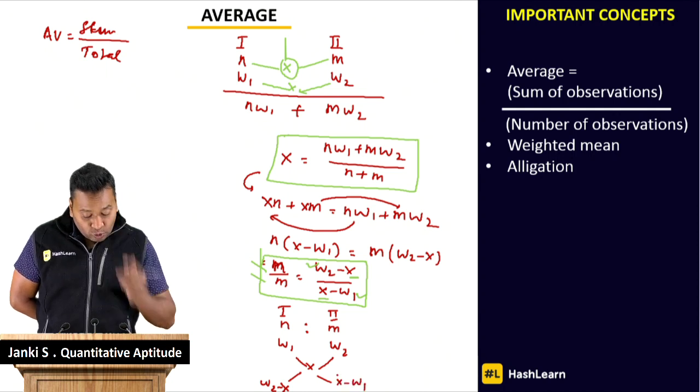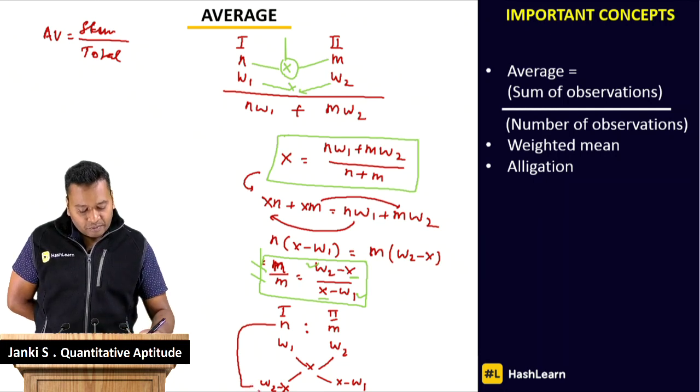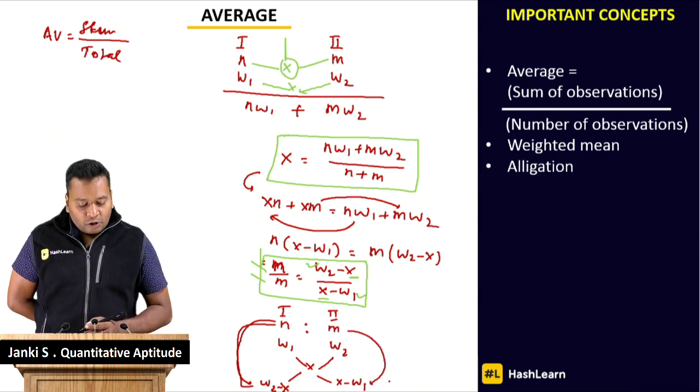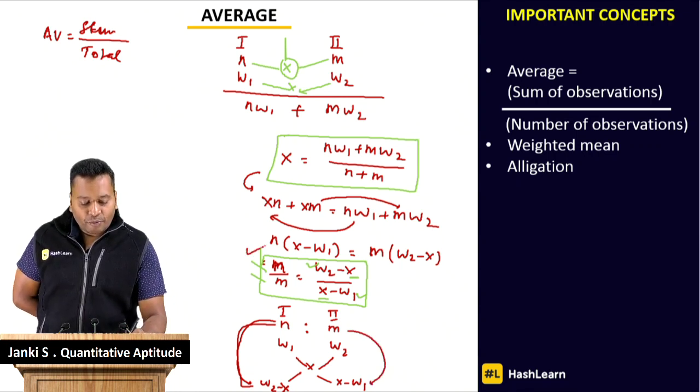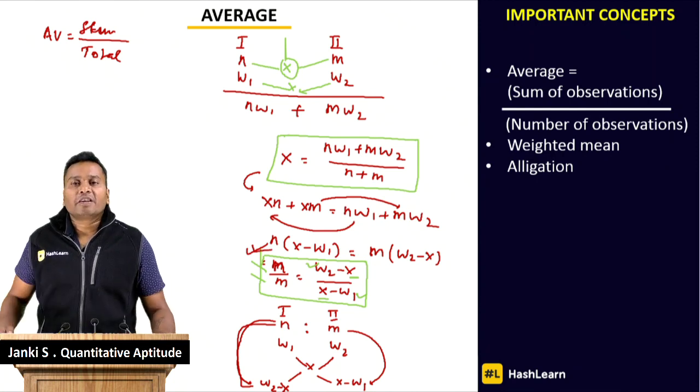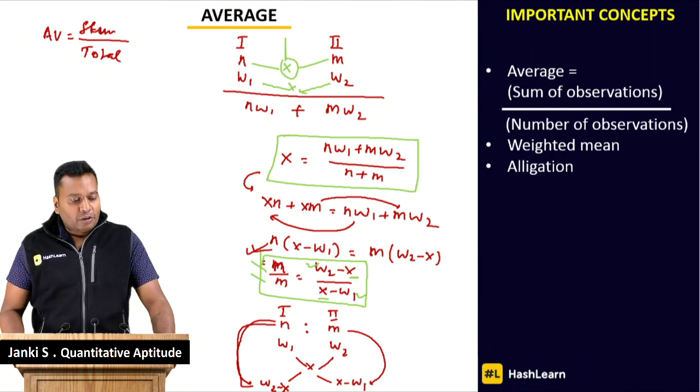अब देखो, इनका जो रेशियो है वो बी इन द सेम प्रोपोर्शन. ये देखो, n बाई m इज इक्वल टू w2 माइनस x डिवाइड बाई x माइनस w1. राइट, सो n के लिए ये पार्ट आ रहा है, m के लिए ये पार्ट आ रहा है. राइट, सो इंस्टेड ऑफ यूजिंग द फॉर्मूला, के साथ प्रॉब्लम क्या है कि इफ आई फॉरगेट द फॉर्मूला, इट माइट बी डिफिकल्ट फॉर मी टू वर्क ऑन.